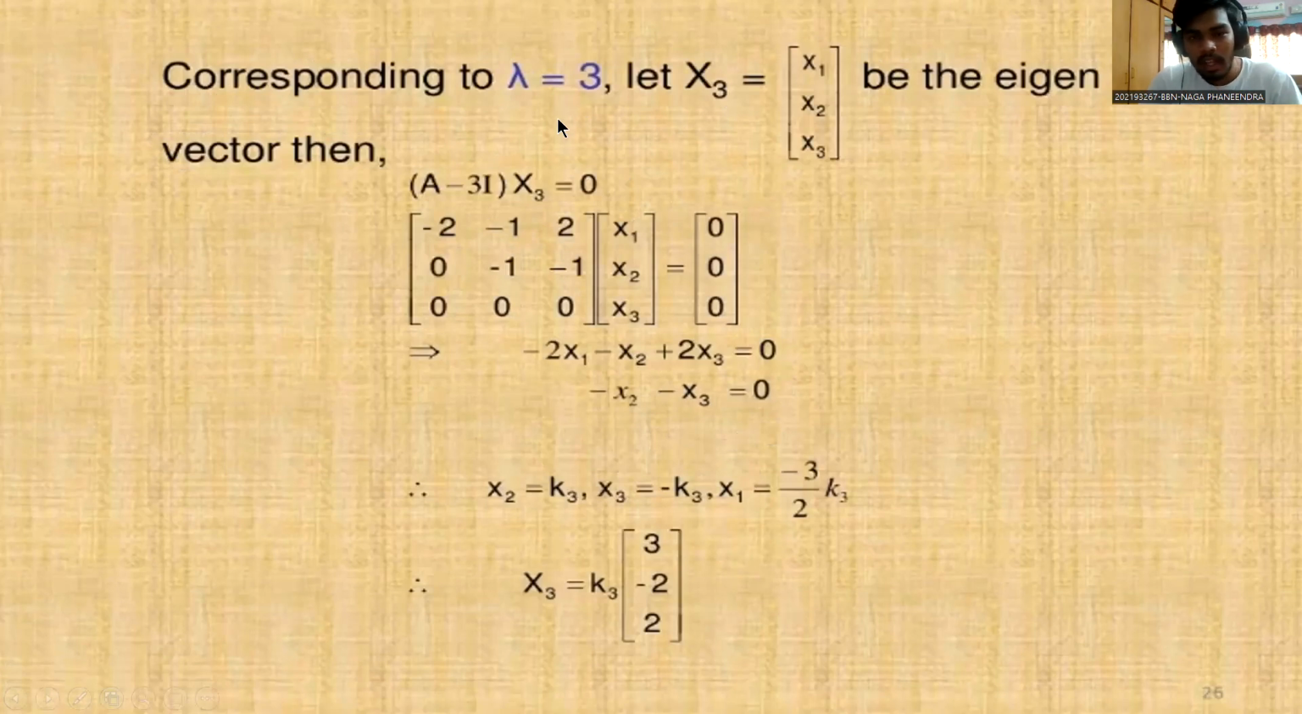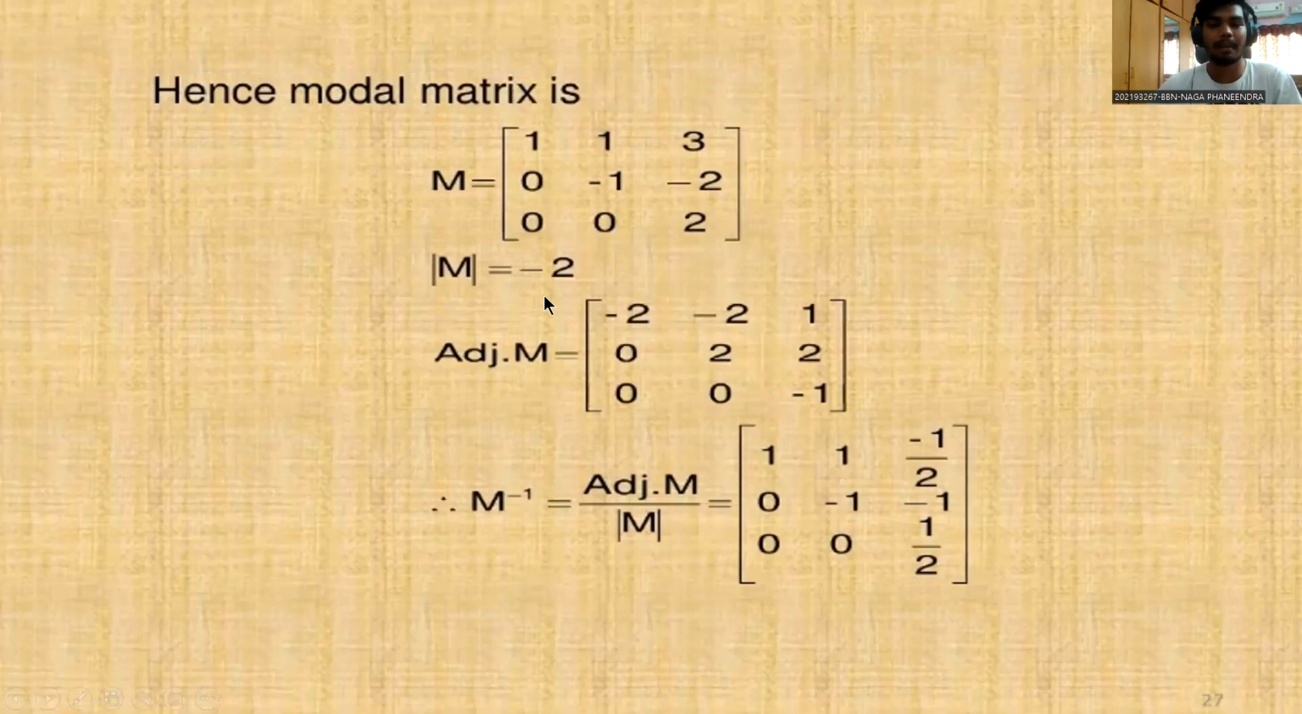And the third one, lambda equals 3. If we put lambda 3 in A minus lambda I, we get another eigenvector. k3 will be the constant, and 3, minus 2, minus 2 will be the eigenvector. Hence the model matrix M is given by writing x1, x2, x3 column-wise: 1, 0, 0, 1, minus 1, 0, and 3, minus 2, 2. Det of M will be minus 2.